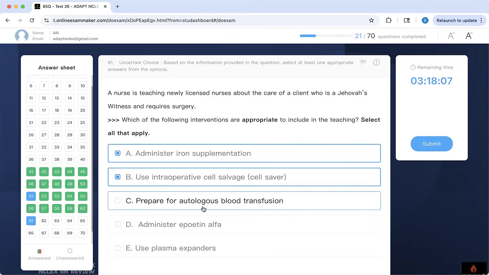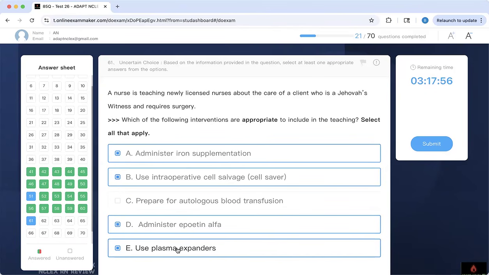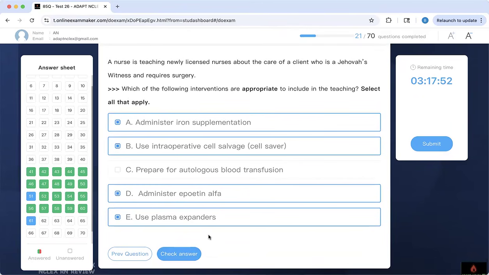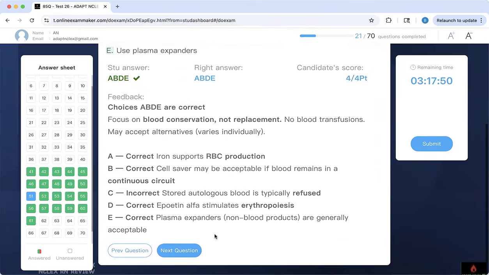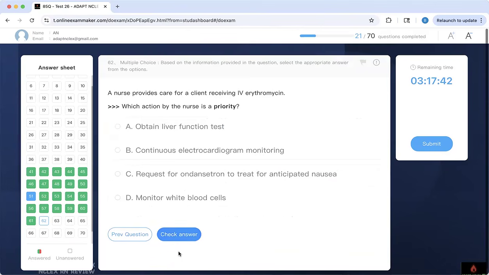Prepare for autologous blood transfusion. They don't want blood. Administer epoetin alfa. This will increase red blood cells. And you can use plasma expanders. This will help with that. But autologous blood transfusion, you can give it to them, they will not take it. Not everybody will take that, especially if it's stored. So they will refuse it.